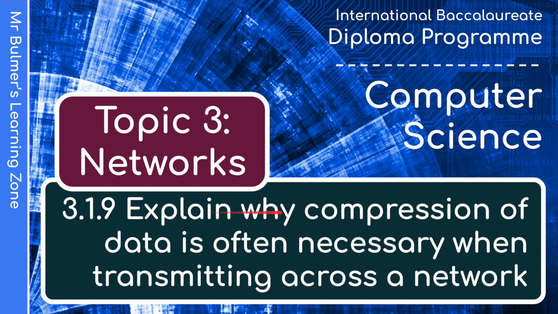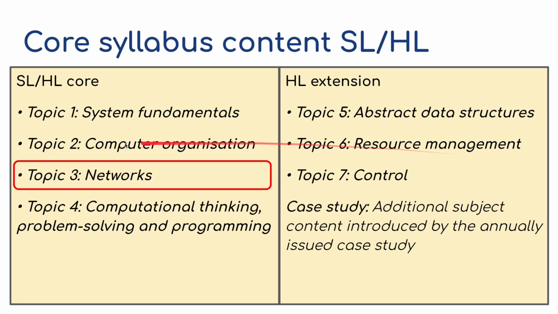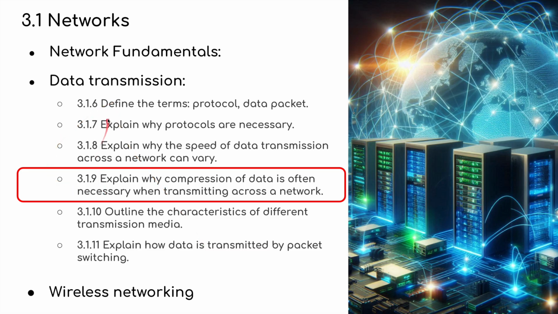This time we're going to be explaining why compression of data is often necessary when transmitting it across a network. This is for topic 3, networks, and this is for the IB Diploma in Computer Science. As you can see, we're still on topic 3, which is part of the core units for the IB. So here we go, we're about halfway down data transmission. We've done network fundamentals, then we're going to be moving on to wireless networking.